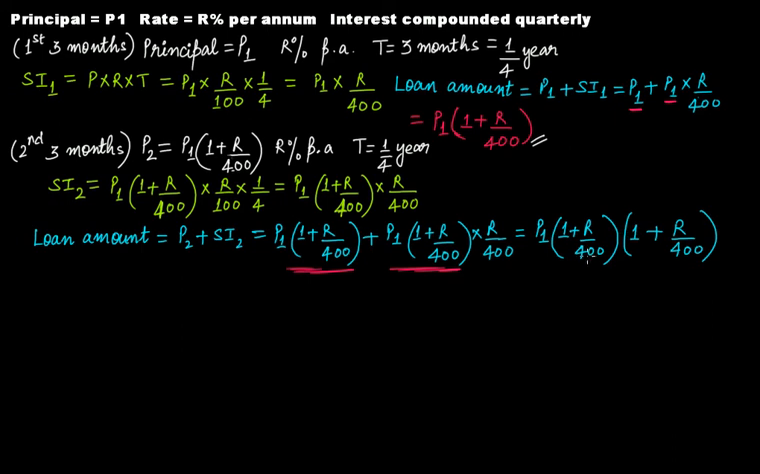Distributivity property of multiplication over addition. Okay, now 1 plus R by 400 multiplied by 1 plus R by 400, can we write it as squared? That is P1 multiplied by 1 plus R by 400 squared, right? Now this is the loan amount for the second conversion period. At the second conversion period you get this amount, that's the loan amount, and now this will be the principal for the third period of 3 months.